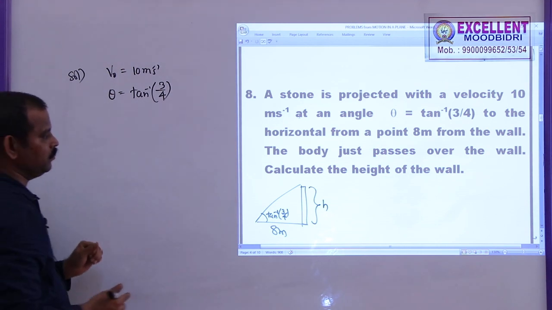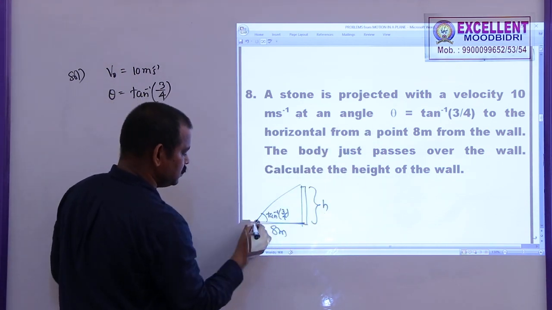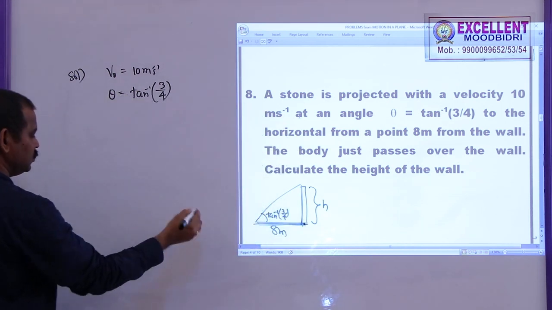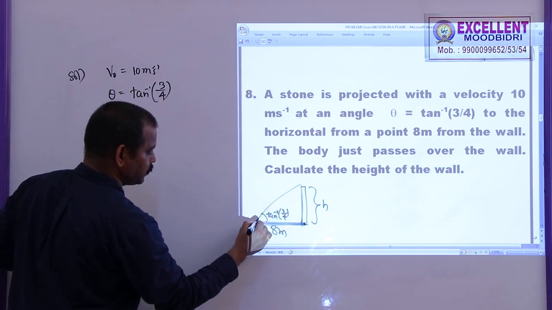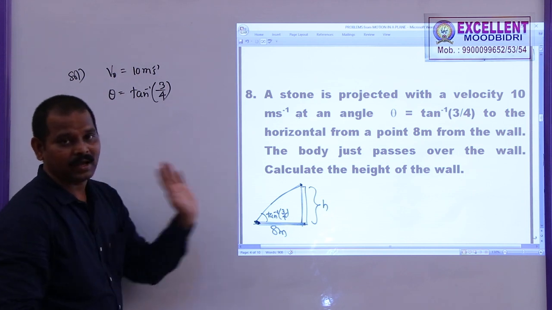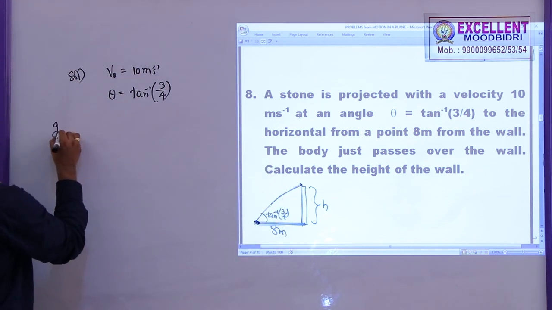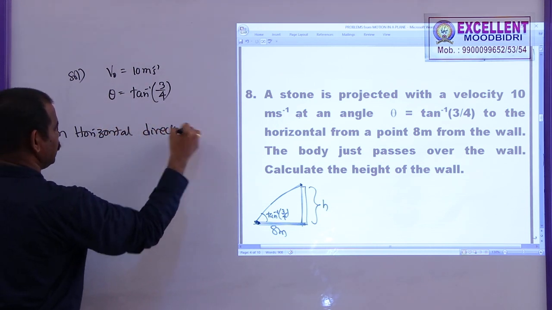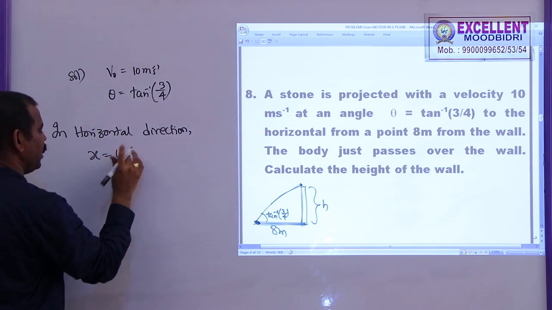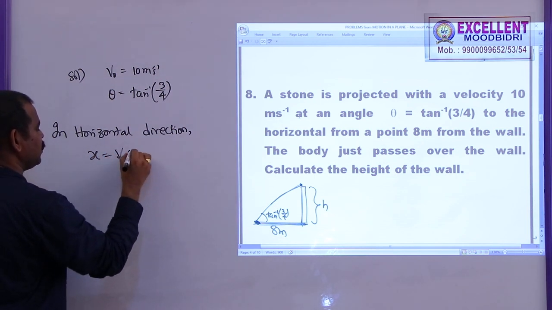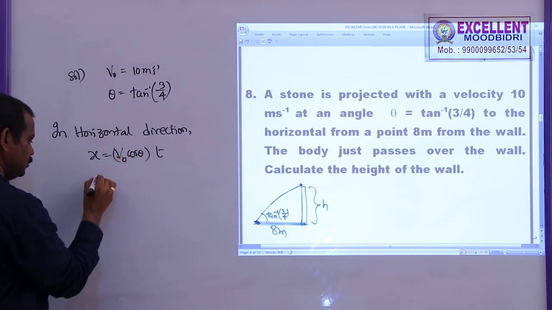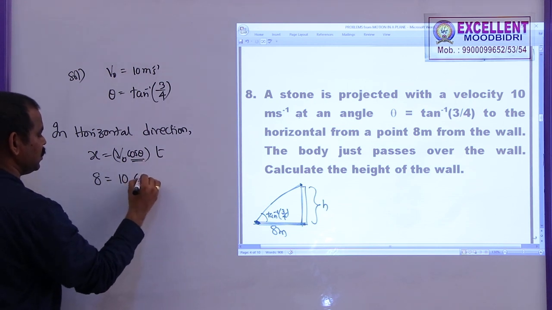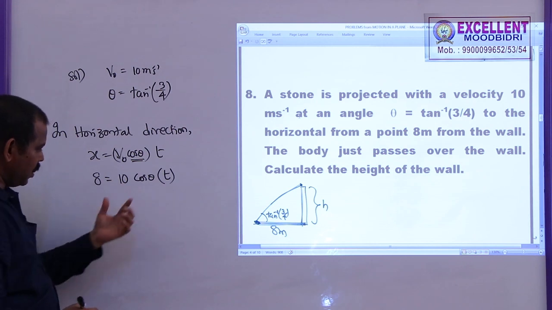Now, in this problem, to the horizontal from a point 8 meters. This is 8 meters. The horizontal distance is given. We need to find out the vertical height. So now, when the body is projected from this point, when it comes here, what is the horizontal distance? 8 meters. So in horizontal direction, x is equal to horizontal velocity v0 cos theta into t. That is 8 is equal to v0, which is 10, cos theta into time t.